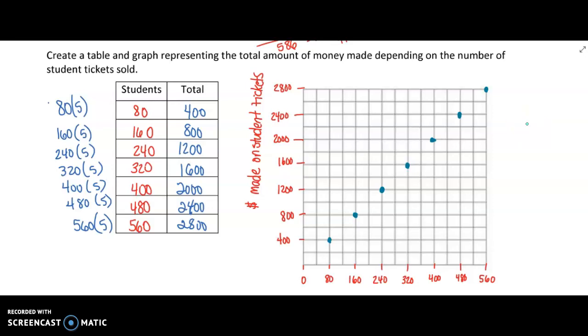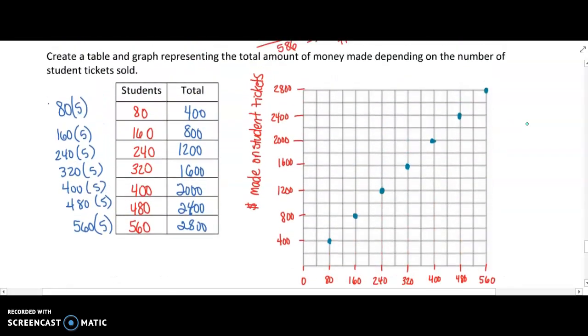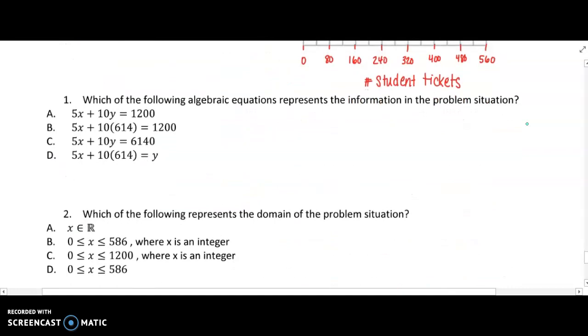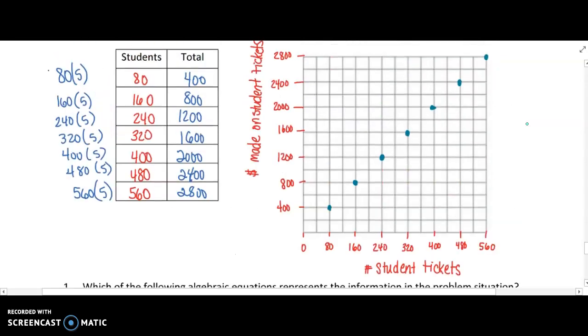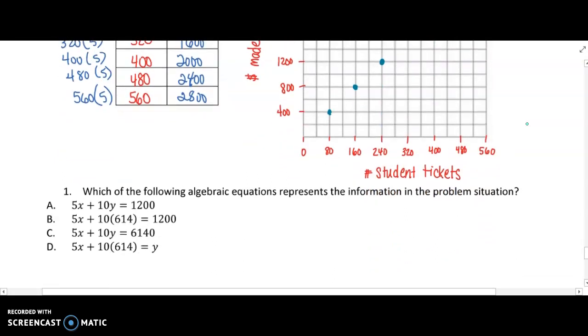Good. All right, so now we have a few questions to answer, and they are multiple choice, so it shouldn't take you long. All right, so what you need to do is look down here and think about what we just did. Which of the following algebraic equations represents the information in the problem situation? We're going to do one of these at a time. I want you to look at that and see which one of those you think would represent the information in the problem situation.